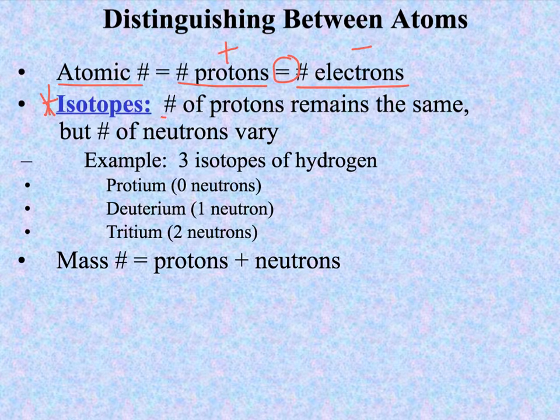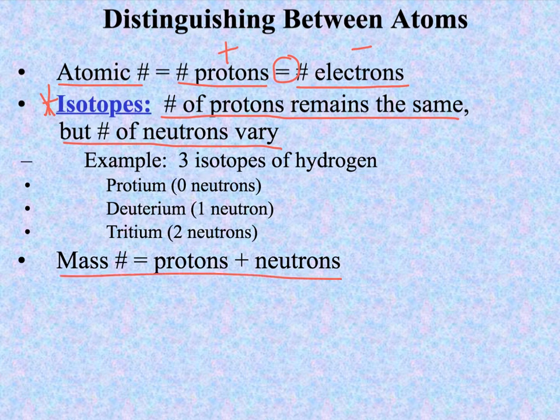With isotopes, the number of protons remains the same. That means that proton number, which is the atomic number, never changes for that particular element. But the number of neutrons varies. Since the neutrons vary, we get a different mass, and that's where we get this term, mass number. So you need to know how to calculate mass number.